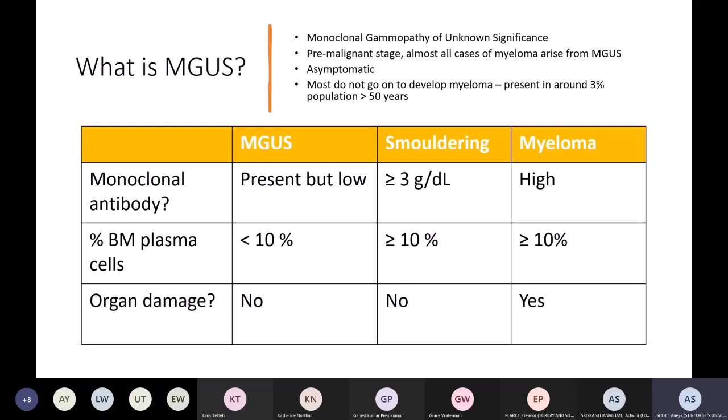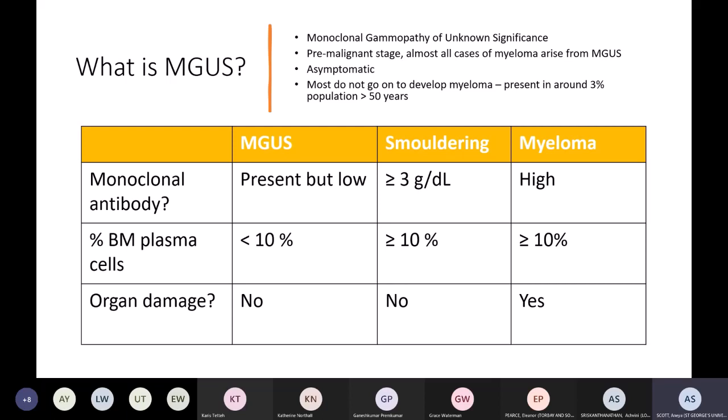And obviously not that many people have myeloma. So MGUS in itself isn't particularly concerning. You just have this kind of excess production of one type of antibody, but it's not causing you any problems. So you don't have the crowding out of your bone marrow with plasma cells. It's still less than 10%, and you're not having any organ damage. So that's what MGUS is.